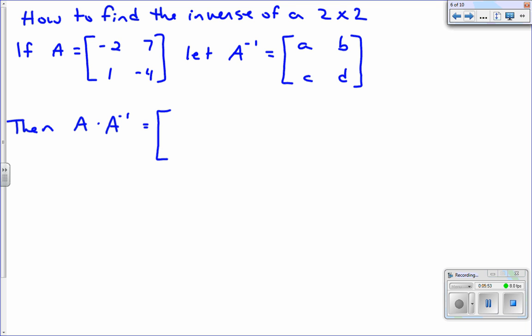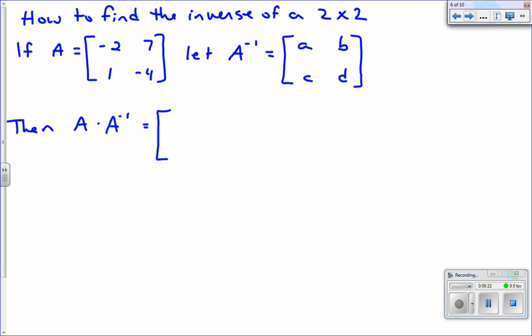Okay, so how do we find the inverse of a 2 by 2 matrix? Here's one method that we're going to look at. Let's say I'm starting with matrix A. It's a 2 by 2 matrix, negative 2, 7, 1, and negative 4. Well, let's just say that the inverse of A has these 4 elements, a, b, c, and d. Then let's multiply those using the row by column method.